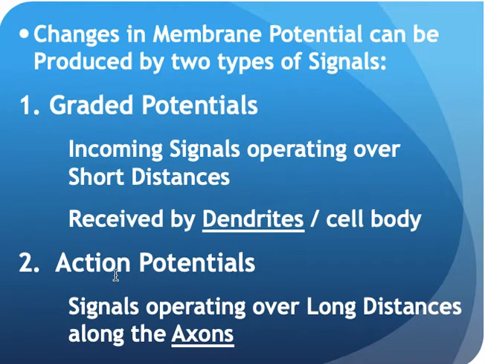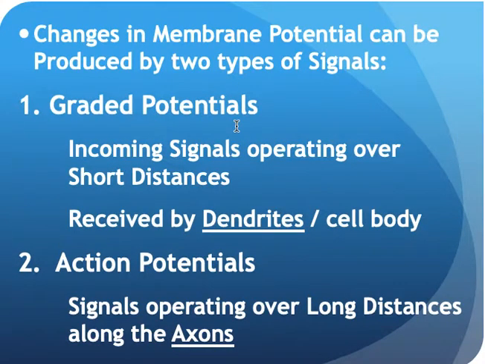Okay, action potentials are the opposite. Again, this is how my cell transmits impulses over long distances, away from the body, and these are going to be those axons. Okay, so action potentials are signals operating over long distances, and again, these ones are going to go along the axons.